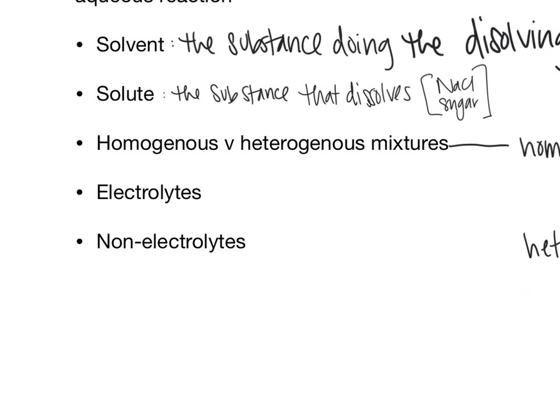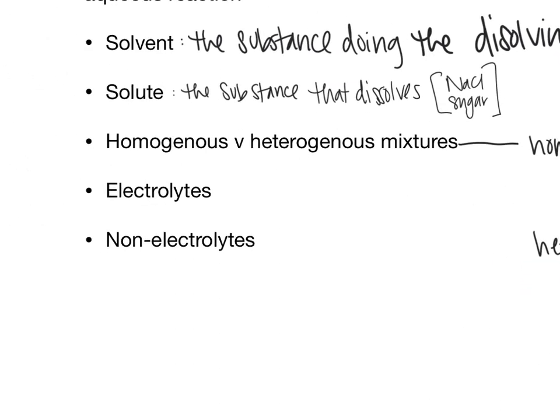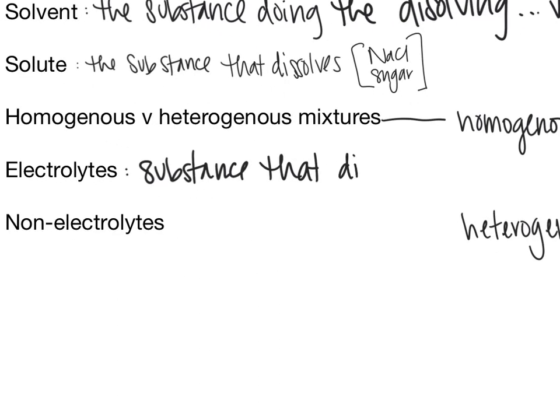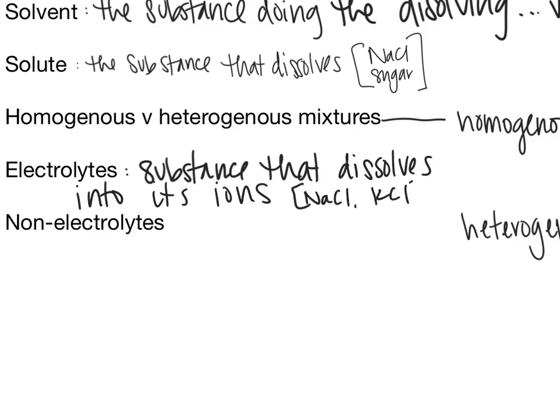The other things we're going to think about are electrolytes and non-electrolytes. Electrolytes are a thing if you drink sports drinks, such as Gatorade or Powerade or Smart Water. An electrolyte is a substance that dissolves into its ions. This could be something like NaCl, KCl, etc.